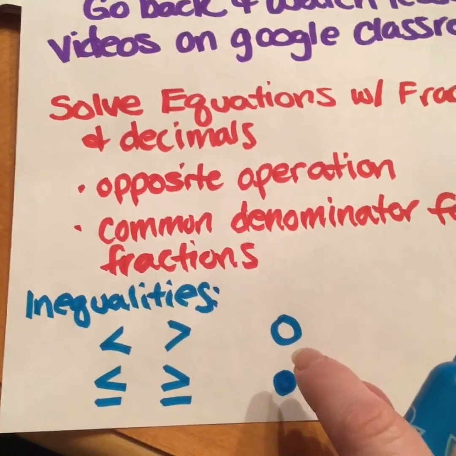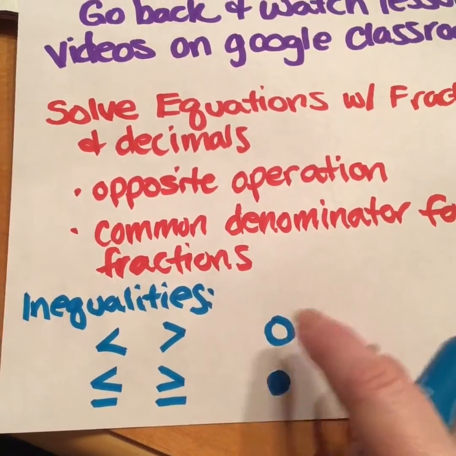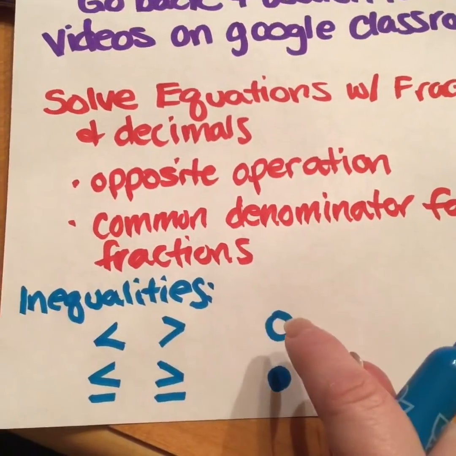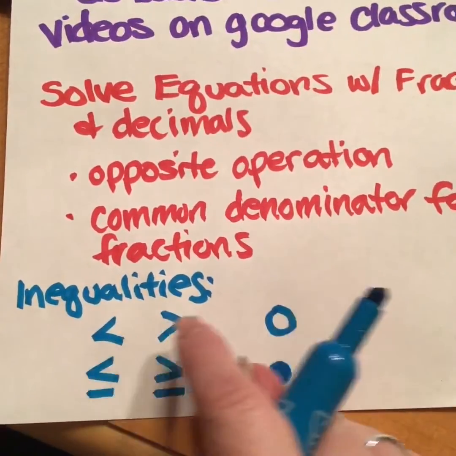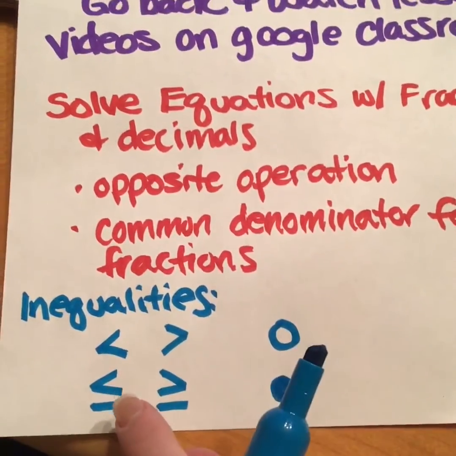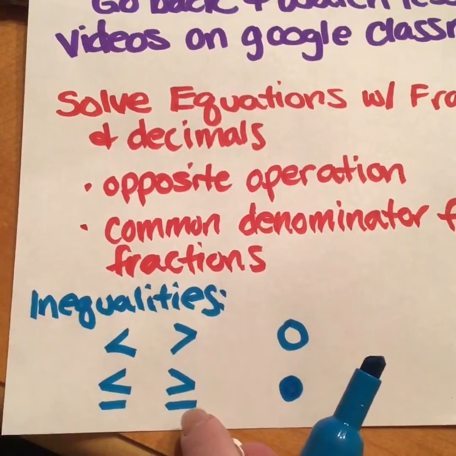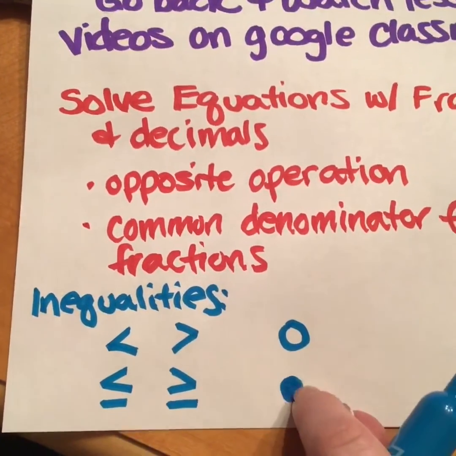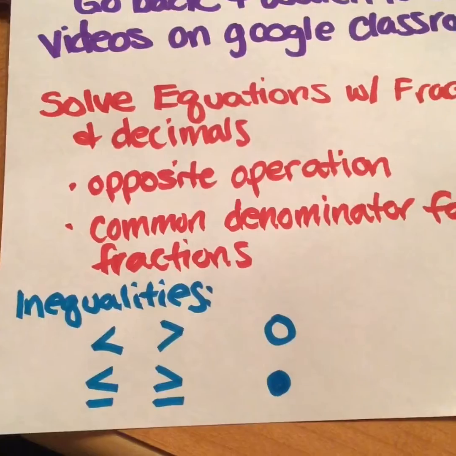Then the other thing you have to look at is remember which circle they get when you're graphing. Less than and greater than get an open circle because it cannot be that number. Whenever you have less than and equal to or greater than and equal to, it's a closed circle because it could be equal to that number. Make sure you remember that.